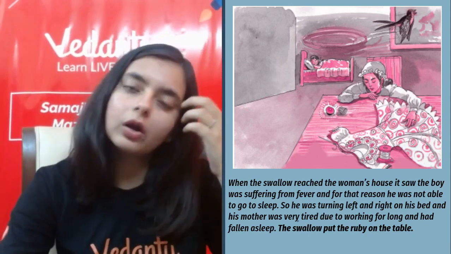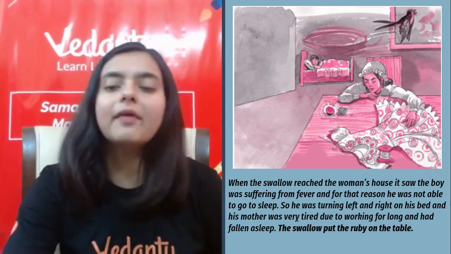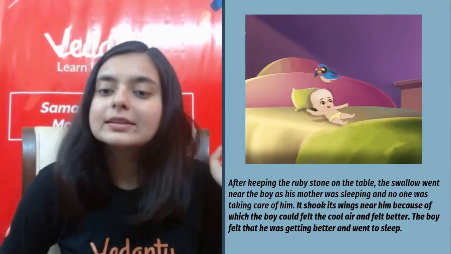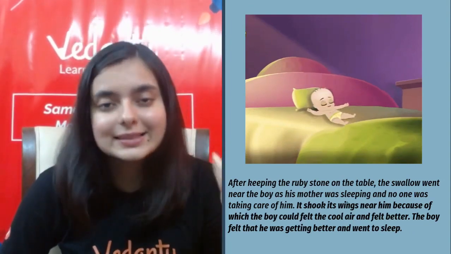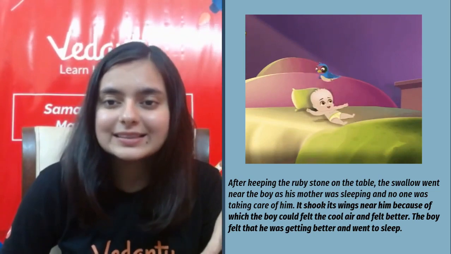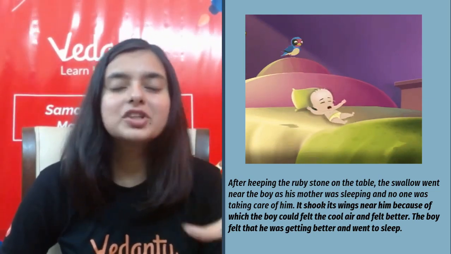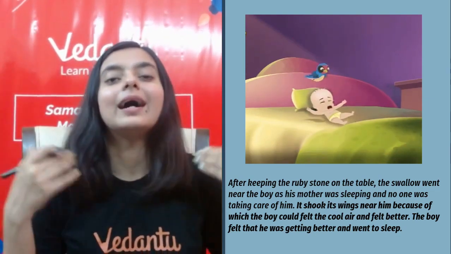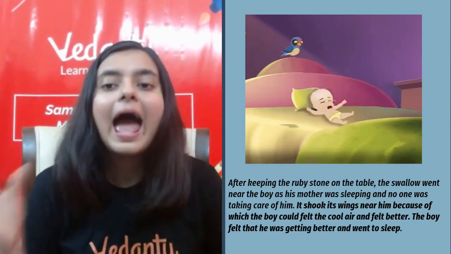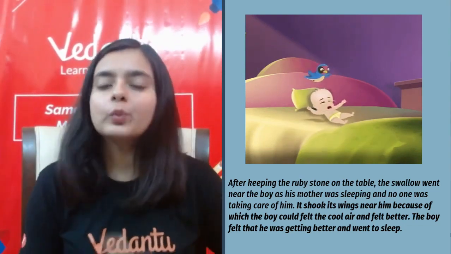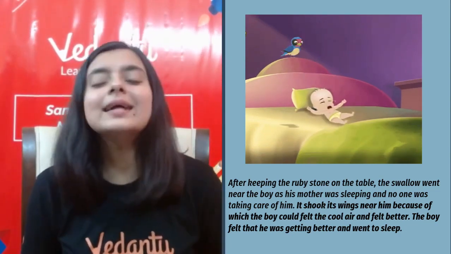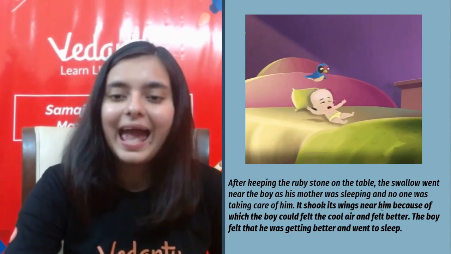So what did the swallow do? The swallow put the ruby on the table. And after keeping the ruby stone, the swallow went near the boy, who was trying to sleep, and shook his wings in this manner, because of which the boy felt a sense of relief, because he was very hot. He needed some air. And the movement of the swallow's wings gave him that cool air and made him feel better.